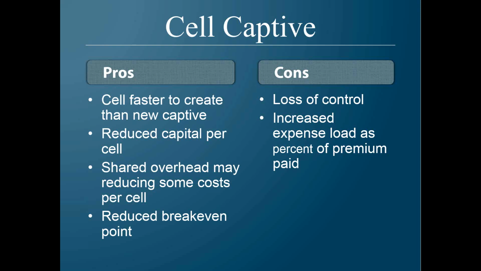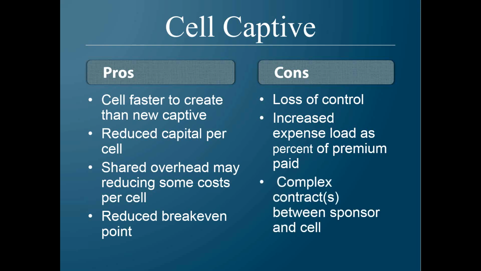So I encourage you, if you're helping a client sort through whether this is a good idea, look at that expense load as a percent of premium compared with what he might be able to get if he owned his own captive. And as I said, the contracts between the sponsor and the cell are very complex. They should be reviewed by a lawyer or someone who really understands that. And again, we can help with that, and we'd be happy to do that.